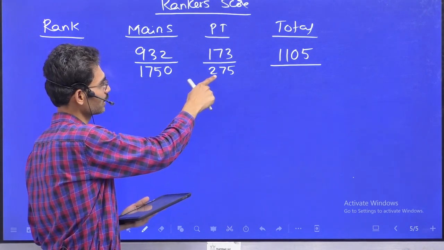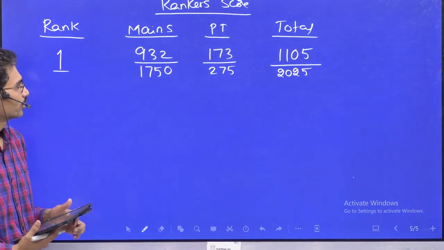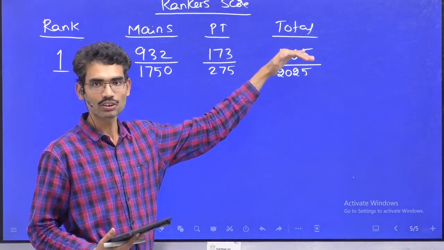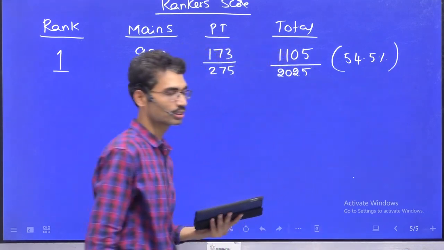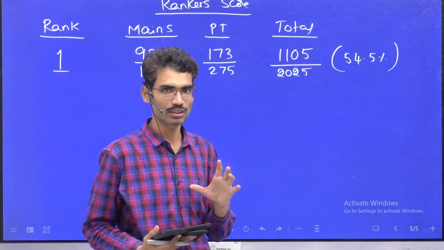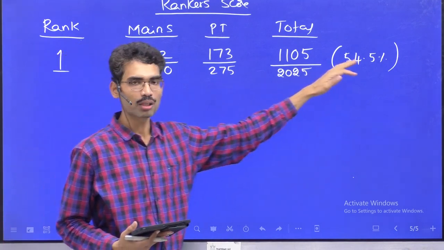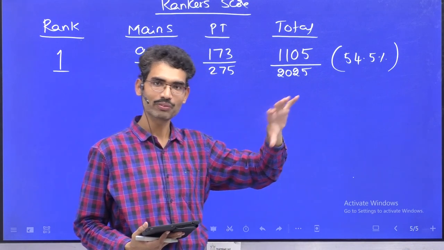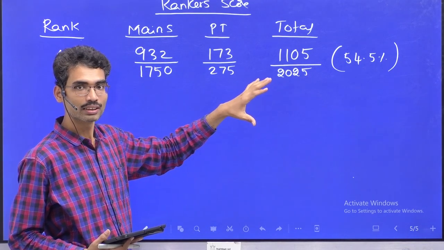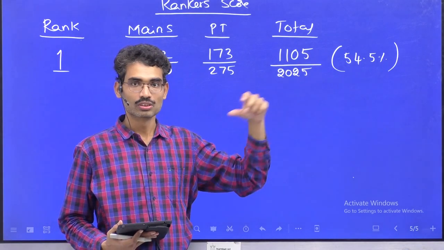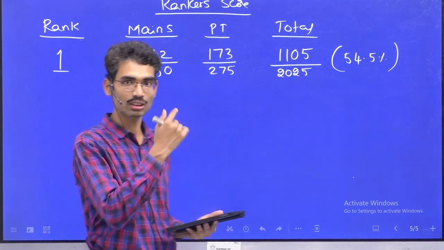So if you count the percentage approximately, here 1750 plus 275, this is 2025. So out of 2025 marks, 1105 is the first. That means around 54.5%. So this shows how difficult the civil service examination is. If you score 55% of your exam score, then you are the topper. So every year, almost around this range only, between 50 to 60, you will get the first rankers. So if you score 60% in optional, this becomes easy. Even though you get 50% in other papers, you should score at least a minimum of 60% in optional paper. Now we will see that also.